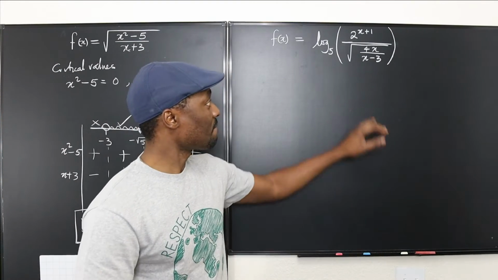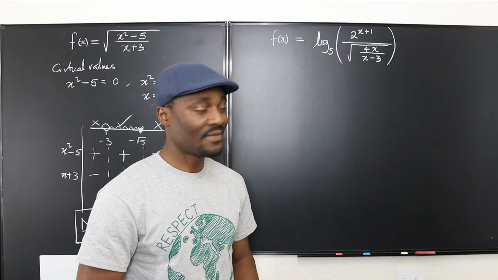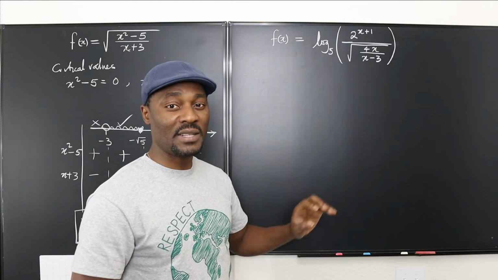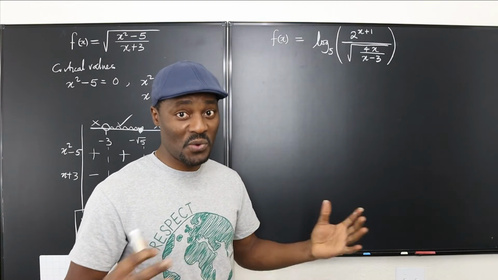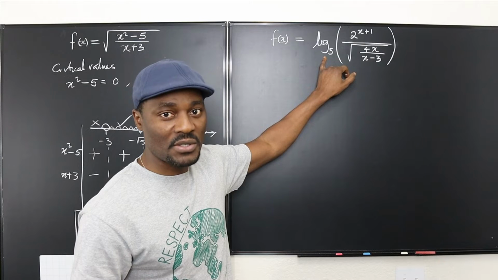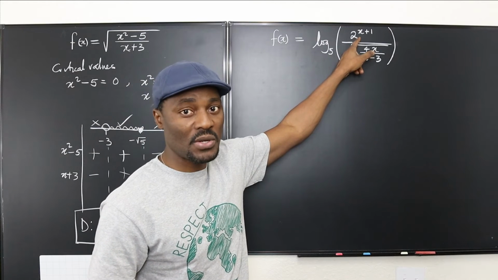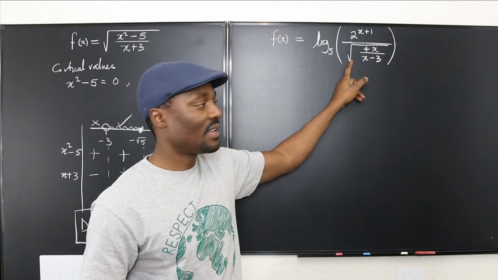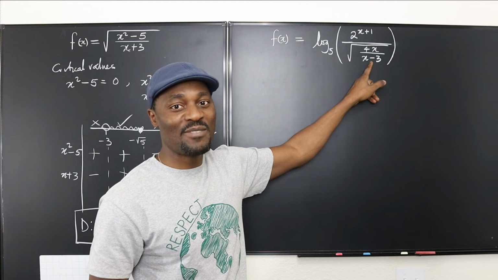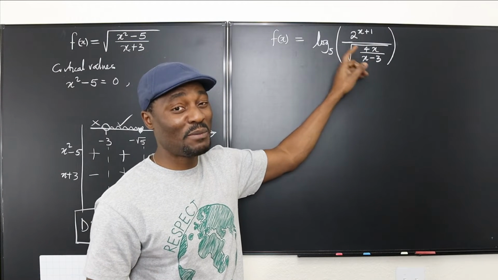Okay, let's go to this one. So this function actually combines 4 functions. It's a composite of 4 functions. This is a logarithmic function. What you have is an exponential function. What you have is a radical function. And what you have here is a rational function. So we have to apply all the rules.